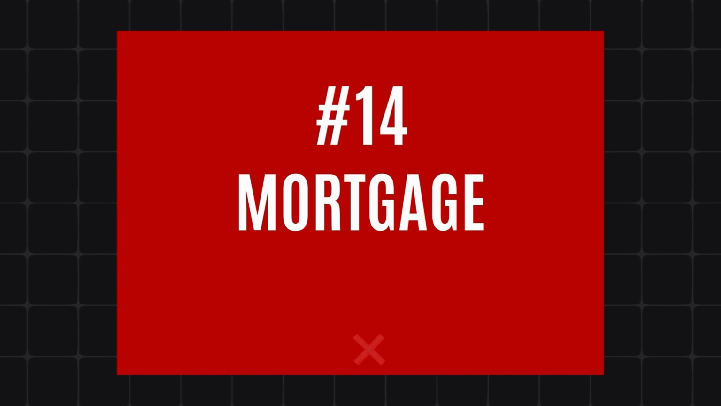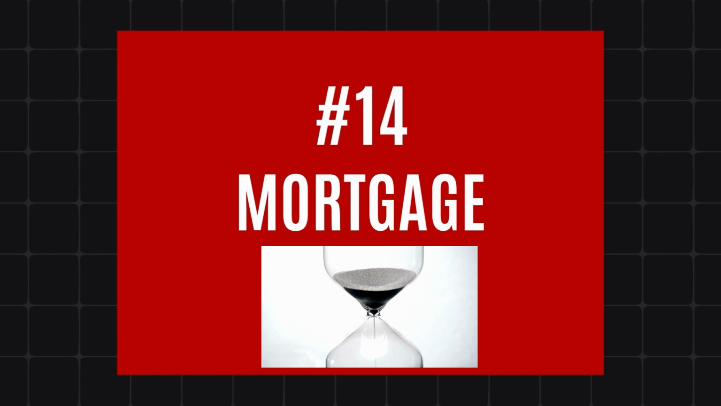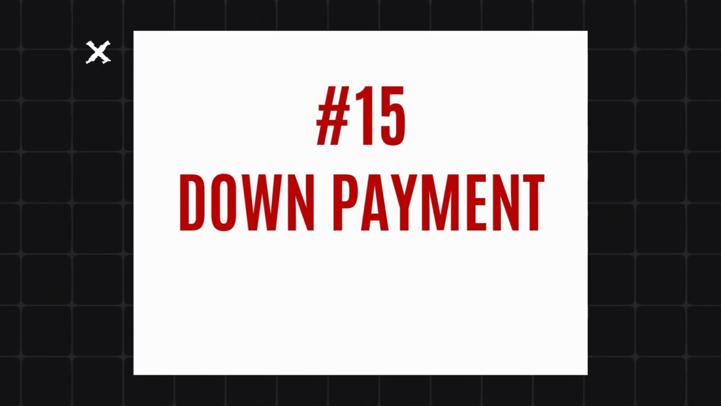Mortgage. Think you've got what a mortgage is? Prove it! A mortgage is a long-term loan deal between a lender and a borrower to purchase a property. The home itself serves as collateral for this secured loan. Mortgages typically last 15, 20, or 30 years, and borrowers can obtain them from various financial institutions to finance their dream homes. Bring on the next term, down payment.